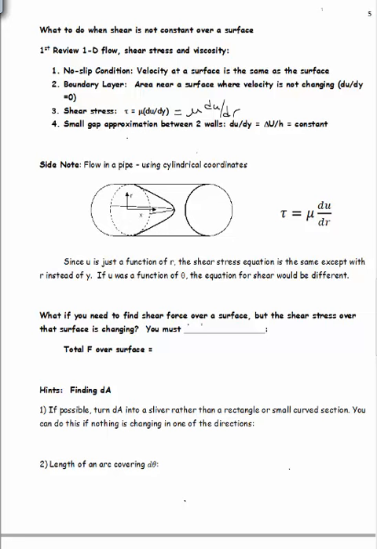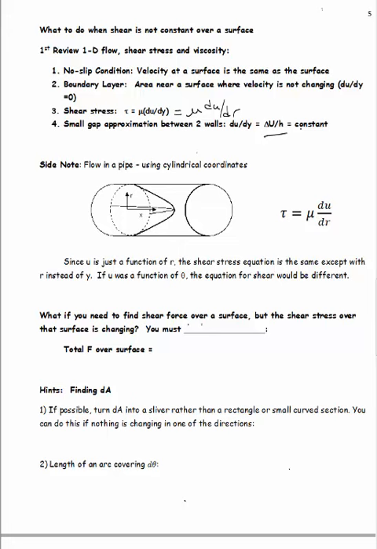And then the last thing we learned was a small gap approximation, which is a simplification of your mu du dr or mu du dy. And in that case, we can plug in a delta u over h for our du dr and simplifies things.